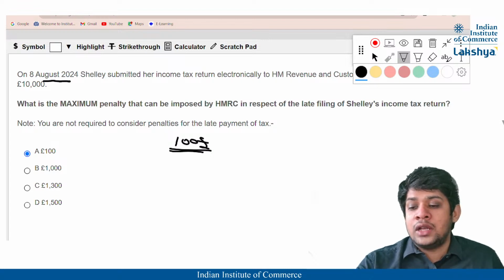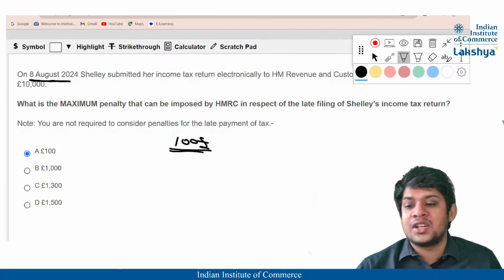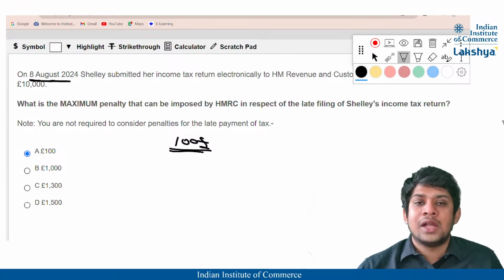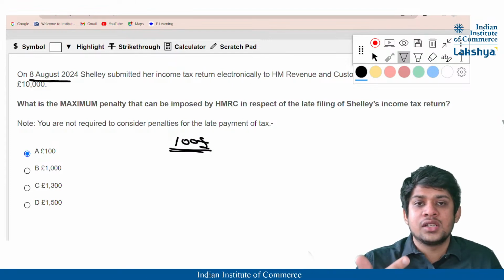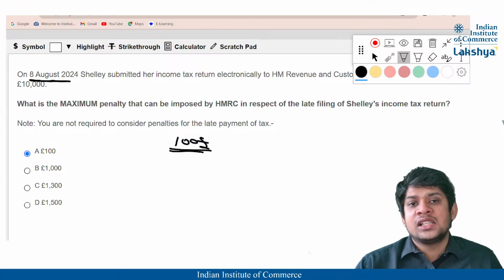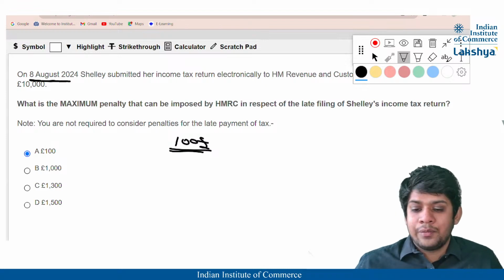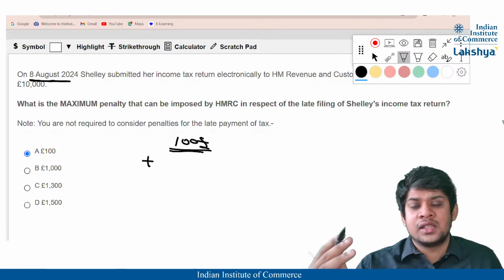Plus, she has actually exceeded how many months? She was supposed to file the return on 31st January 2024, but she has filed it on 8th August. So that means February, March, April, May, June, July, and August. So she has filed 6 months and 8 days late, right? Technically the next penalty will be charged if it is exceeding 3 months. This is any which way 6 months late.